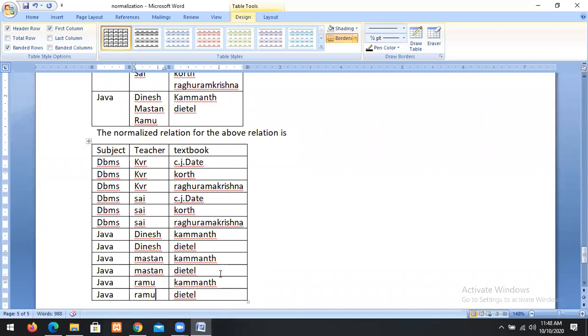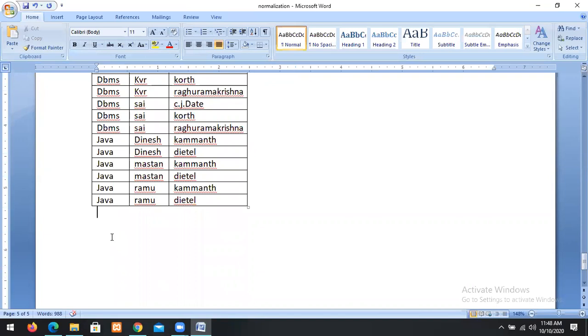So this relation has multi-value dependencies. Suppose, what are the textbooks for DBMS? There are 3 textbooks for the DBMS: Korth, Raghu Ramakrishnan and CZ. Who are the teachers for the DBMS? KVR and Sai. For each attribute, there are a set of values of B and a set of values of C.